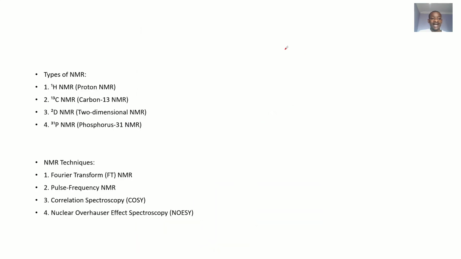Looking at the types now, we have the one for hydrogen, that's hydrogen NMR. We have the carbon NMR. We have 2D, which is basically a two-dimensional NMR. Then we have the 31P, that's phosphorus-31 NMR. What are the various techniques? We have the Fourier Transform, correlation spectroscopy, and the nuclear Overhauser effect spectroscopy. I've already sounded this as a warning: you don't need to know how these things work. You simply need to know their names and know that these things exist in the abstract form.